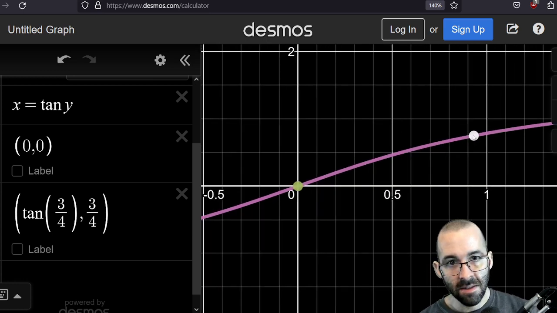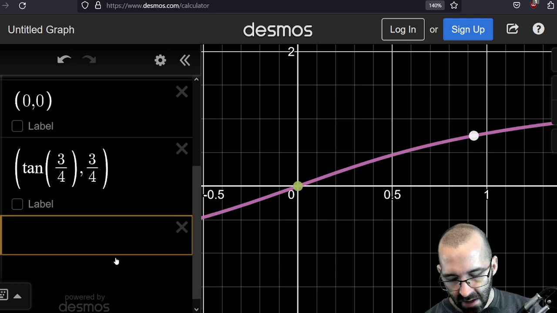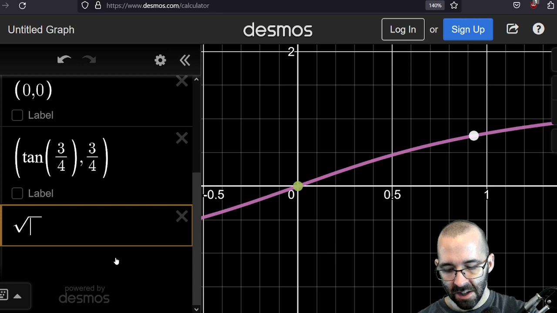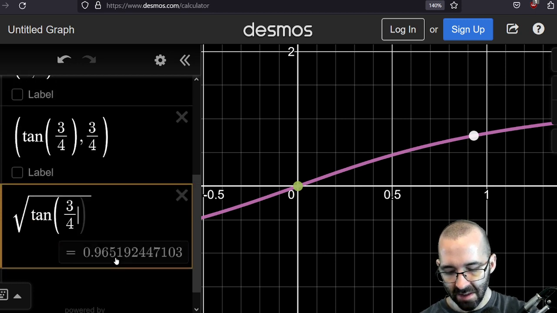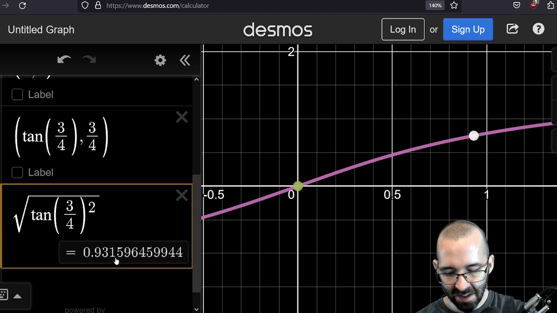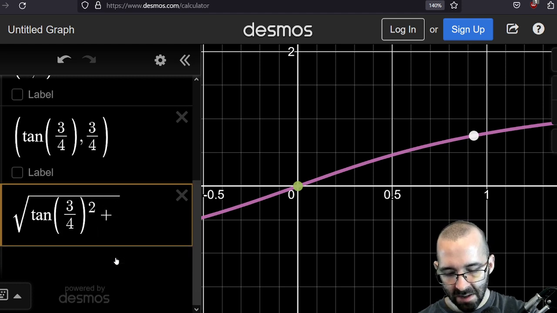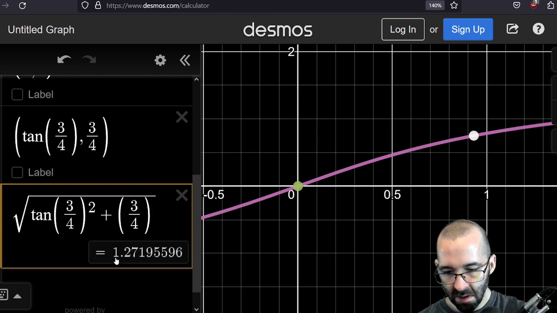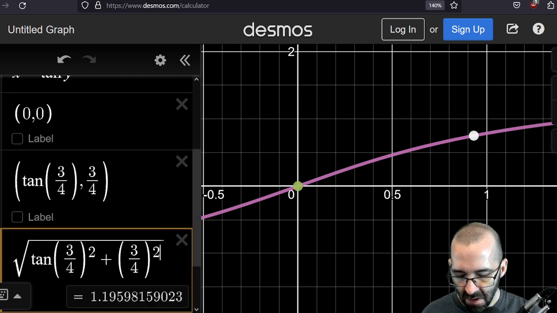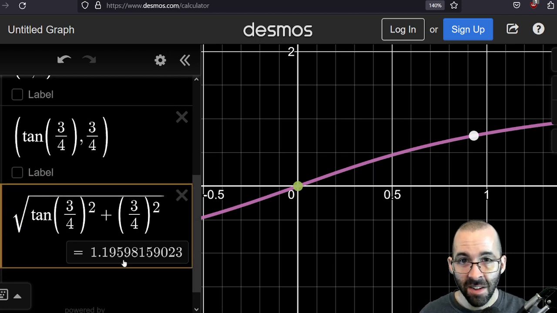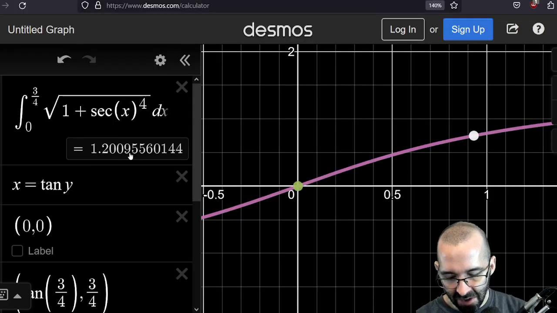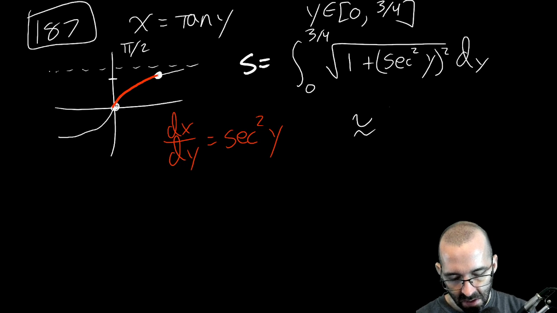So we can approximate this just by a line, right? And if we do it by a line, well, the x distance is tangent of 3/4 squared, whatever that is. I always miss the caret when I have my keyboard written like this. And the y distance is 3/4. Is this close to our approximation? 1.2? 1.195? Yeah, that's close. Our actual answer, which I didn't write down, is about 1.201.